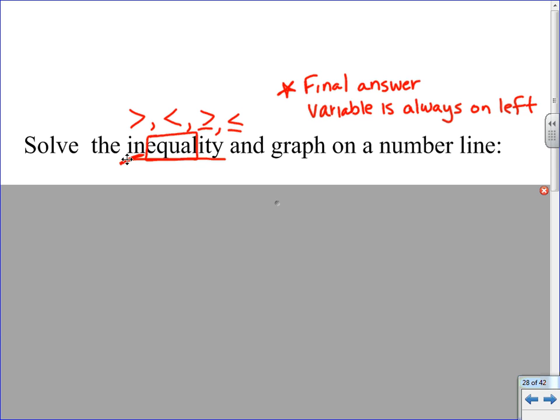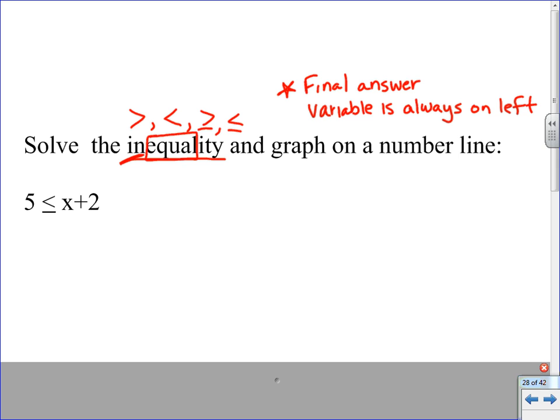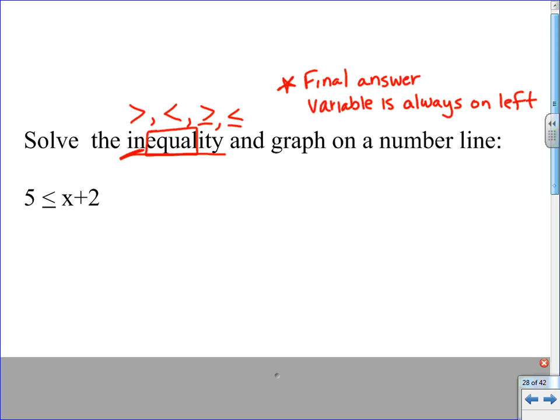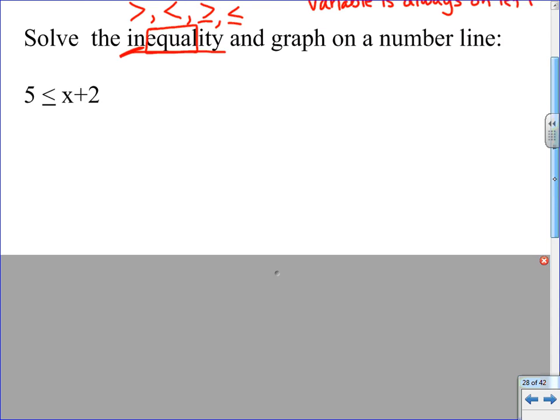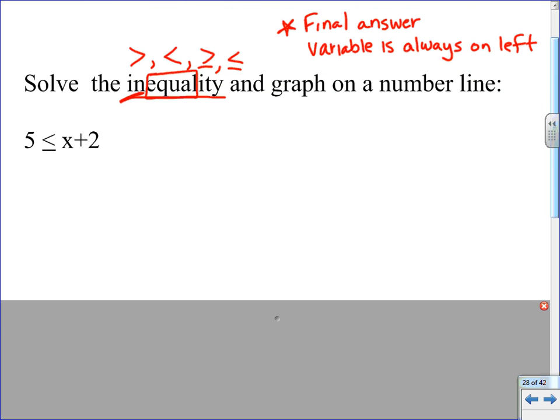The first example of an inequality I want to look at is 5 is less than or equal to x plus 2. We're going to try to solve that for x and then graph it on a number line. If I look at the variable, it's adding 2, so to undo adding 2, we need to subtract 2 on each side. That way the adding 2 and the subtracting 2 cancel out, and we're left with 3 is less than or equal to x.